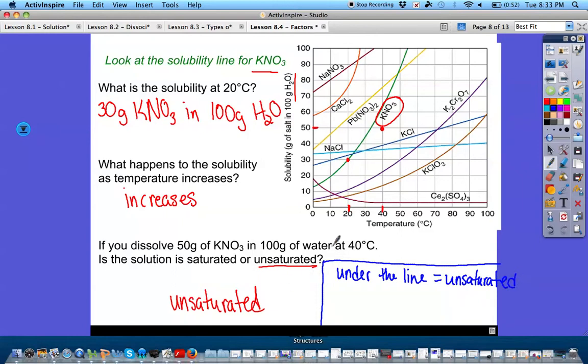If it is above the line, or if it is on the line, these are both going to be saturated. Now, if it is above the line, we have dissolved the max amount of solute, but we have some solute that is undissolved sitting on the bottom of the container.